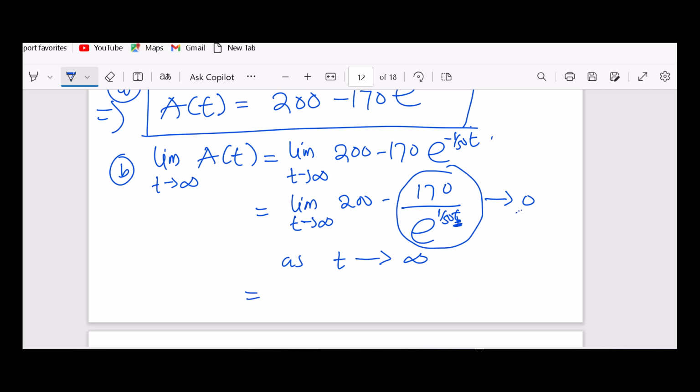So therefore, the limit of a constant is the constant, so we have the limit as t approaches infinity of A of t equals 200 grams of salt. And this is the B part of the question.